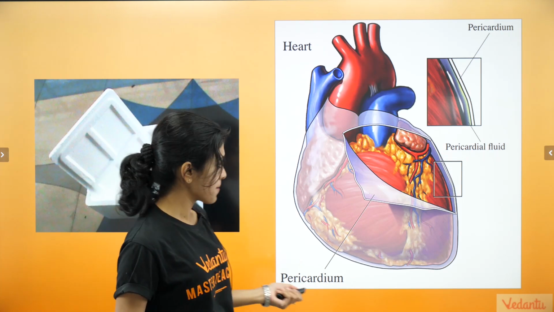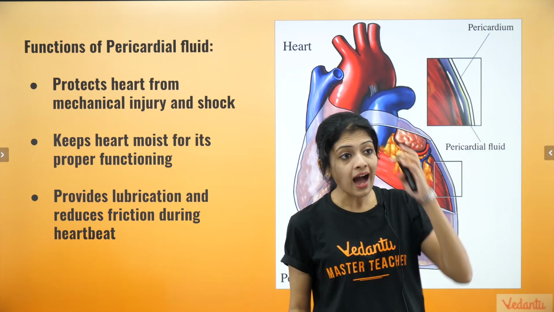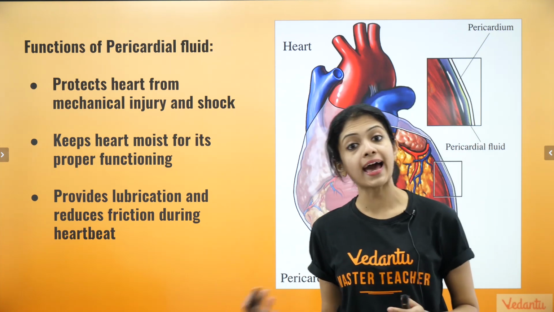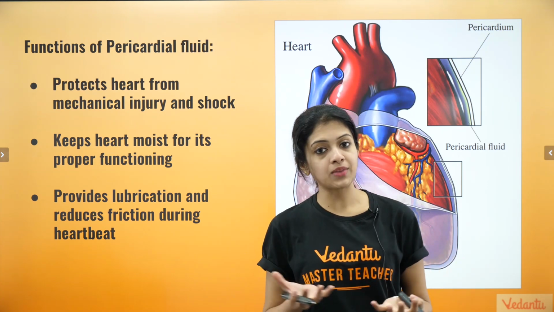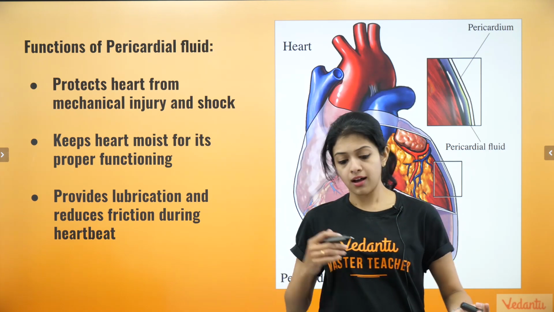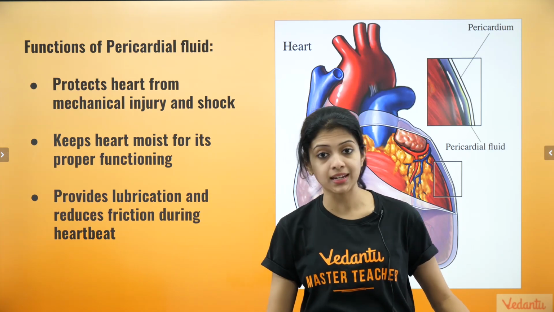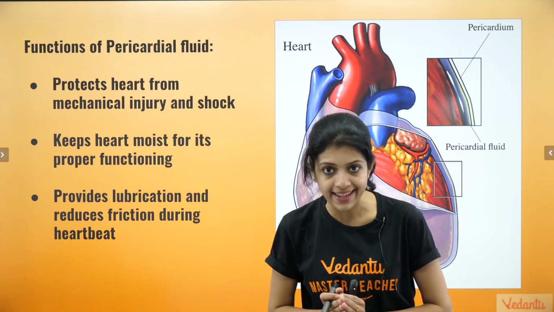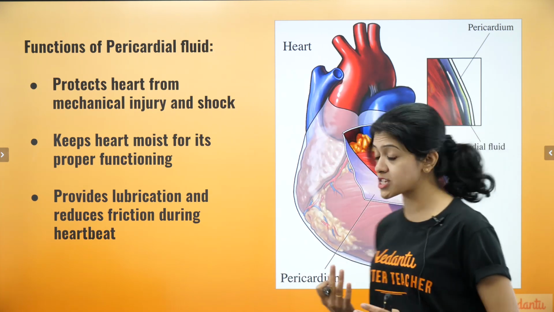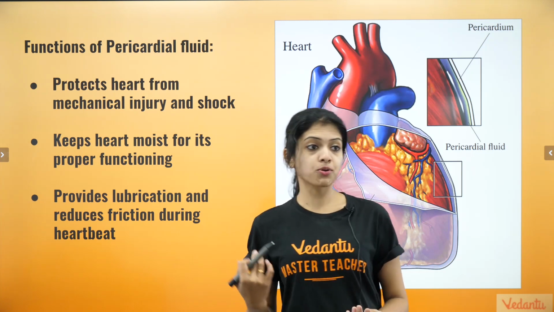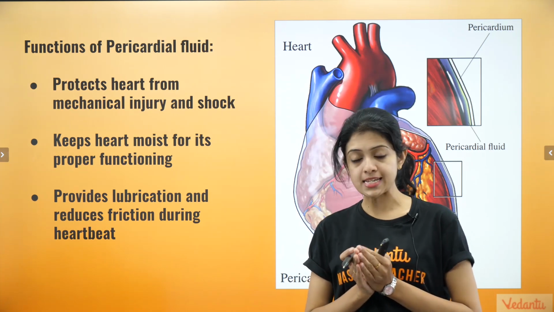Let us look at that. Of course, the pericardial fluid would protect the heart from mechanical injury and shock. Like I told you, the thermocol box would protect a delicate item that's packed inside it if somebody throws it away aside carelessly or something like that, it would still protect what's inside it, right? It's something like that. And then, of course, it keeps the heart moist for its proper functioning. And it provides lubrication and reduces friction during heartbeat.